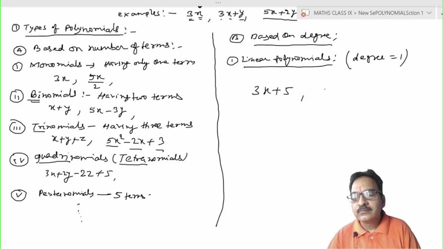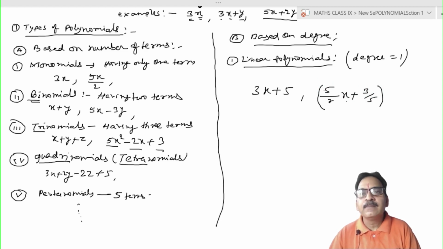Like 5 by 2 x plus 3 by 5. This also is a polynomial in which x is the variable, and the variable x has power 1. So this is a first degree polynomial, or the degree of the polynomial is 1, and this is a linear polynomial. Clear? The second type is called quadratic.